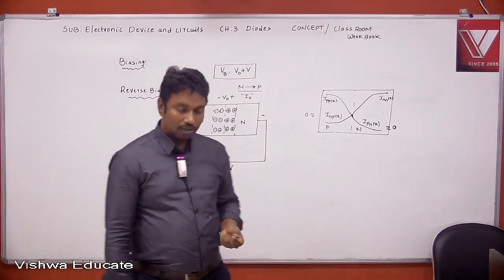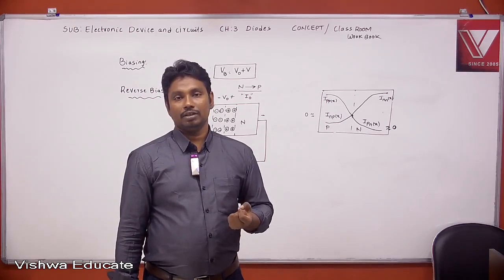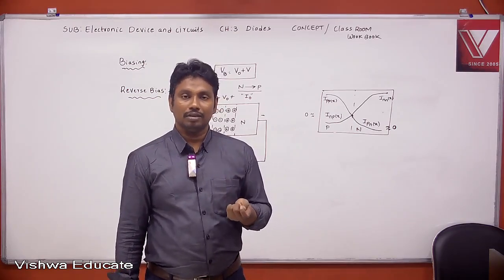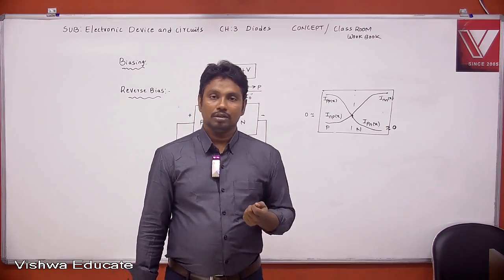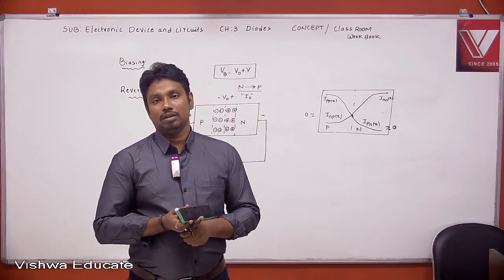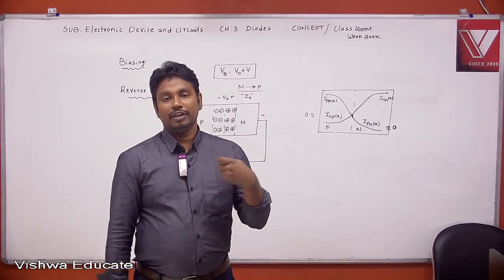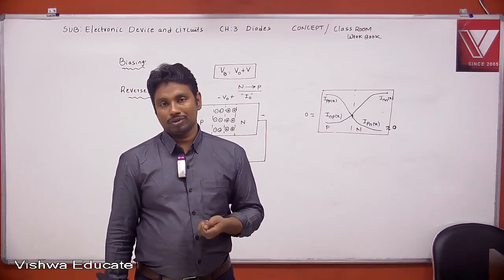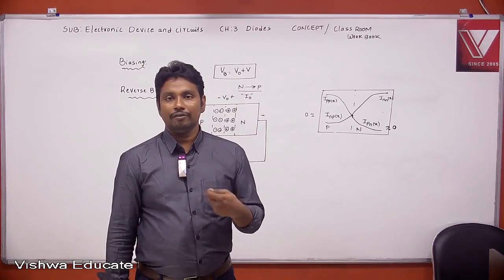When the PN junction is operated in reverse bias, then drift current can flow and diffusion current becomes zero.